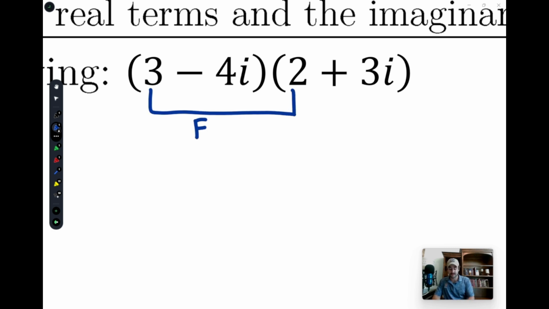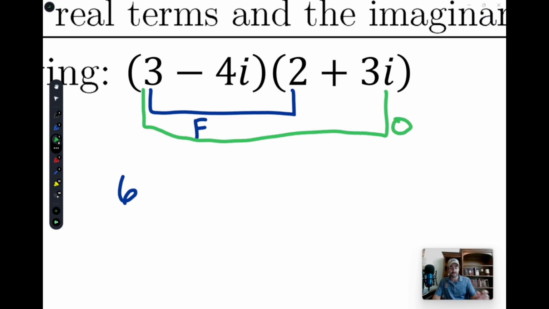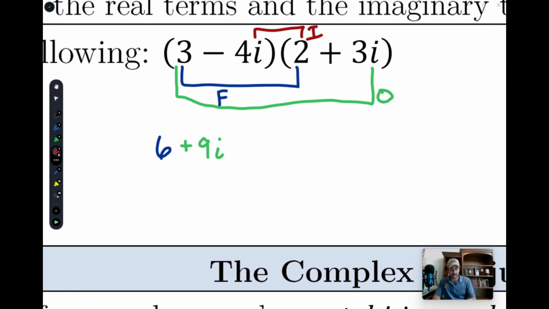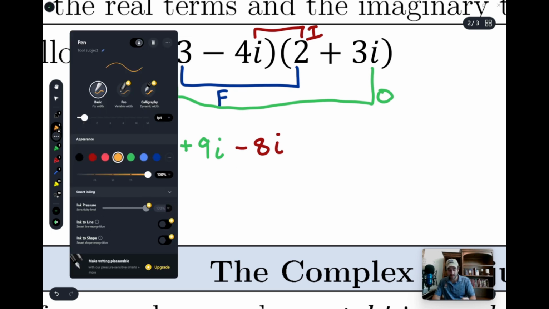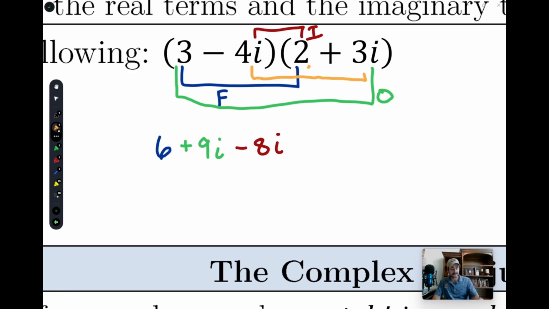So 3 times 2 is 6. We're going to multiply the outside terms of the sandwich. If this is a 4-term sandwich, we're going to go with these outside terms. 3 times positive 3i would be positive 9i. We're going to go with the inside terms, spelling the word FOIL: first terms, outside terms, inside terms, last terms. Negative 4i and 2 is negative 8i. And then the last terms, knowing that we have to be really careful with our signs, our pluses and our minuses. Hang on, let me change colors. We go orange. We're going to multiply our last terms. So negative 4 times 3 is negative 12.